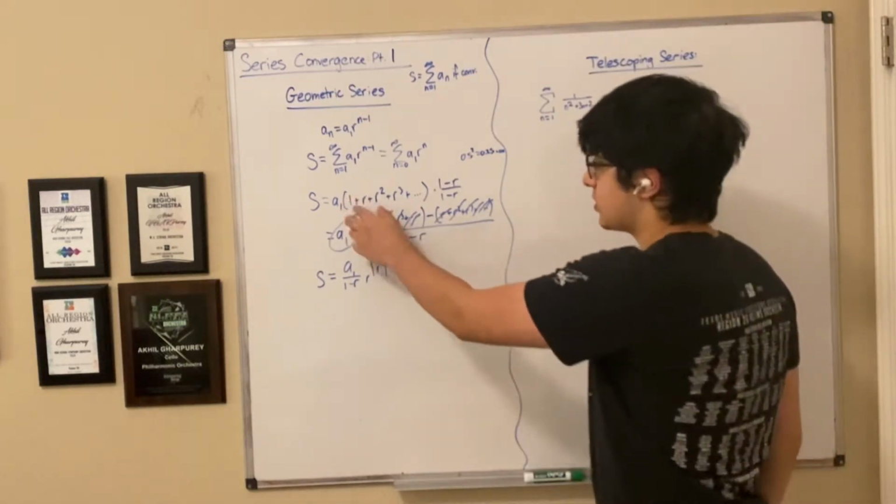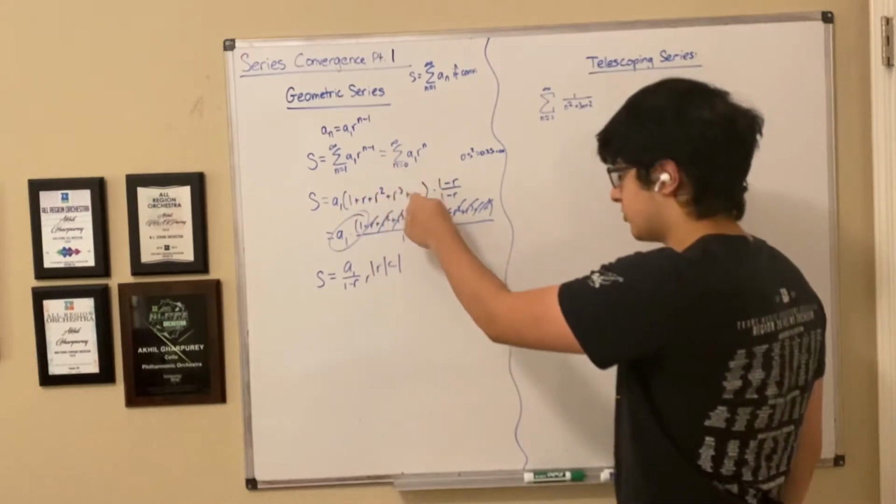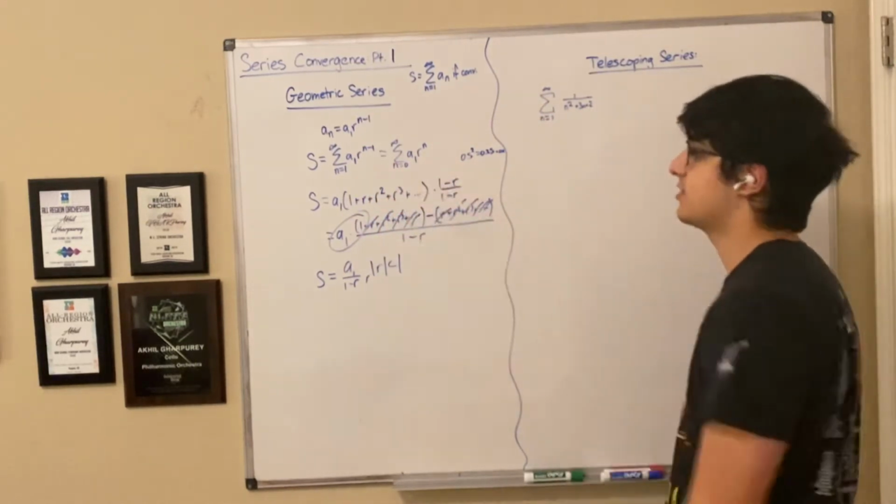So we get 1 plus r plus a smaller version of r plus a smaller version of r plus a smaller and smaller and smaller and smaller. That way this will converge.